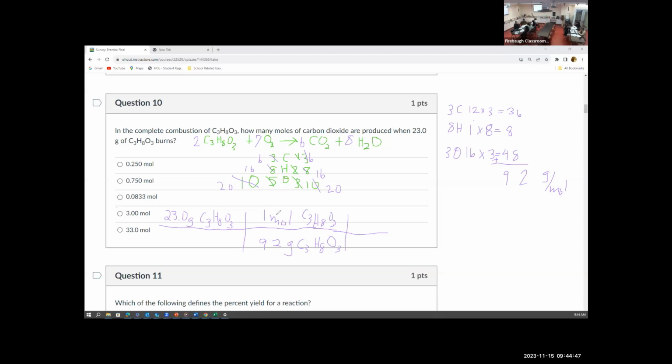What was that? Can you repeat that question? The question is, what is the mole to mole ratio of C3H8O3 to carbon dioxide?